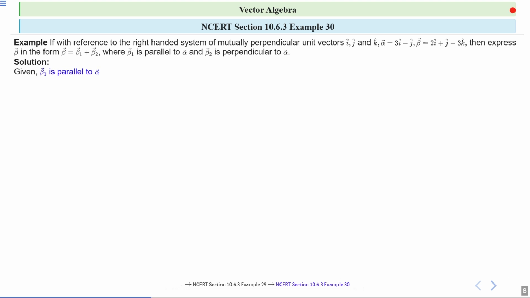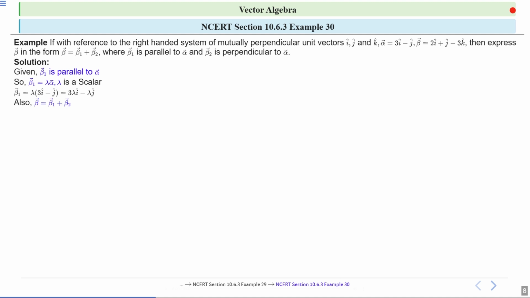Given beta 1 vector is parallel to alpha vector. So we can write beta 1 vector is equal to lambda alpha vector, where lambda is a scalar. Now beta 1 vector will be lambda times 3 i cap minus j cap, which is equal to 3 lambda i cap minus lambda j cap.